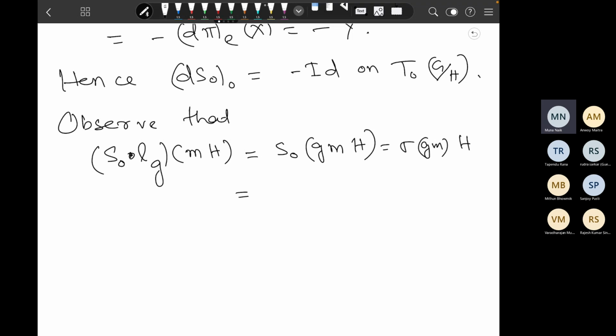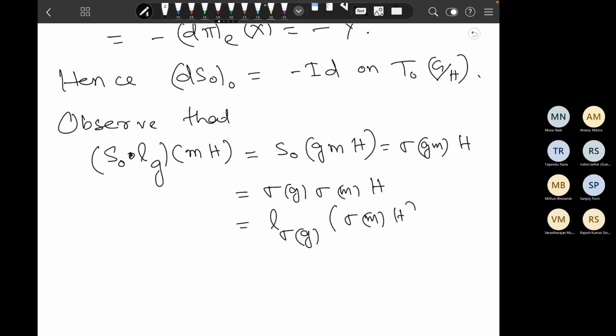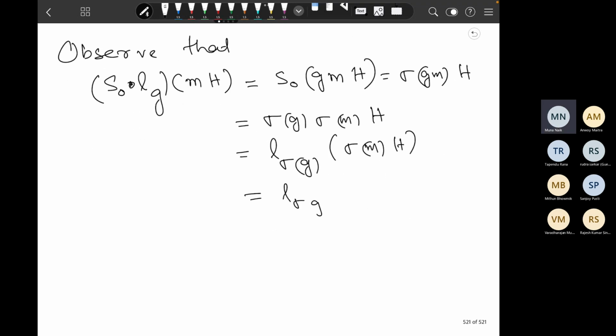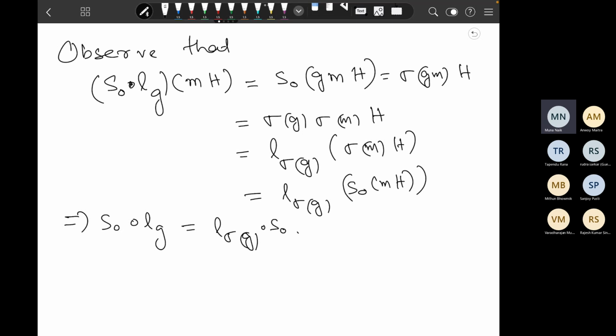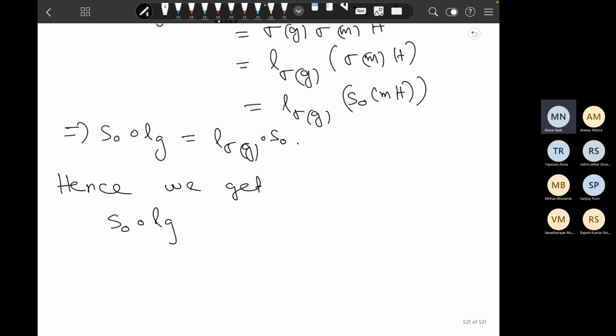and sigma is a group homomorphism. So this is sigma G, sigma MH. That is really L of sigma G applied on sigma MH. But what is sigma MH? Sigma MH is really S0 MH. So this will imply that S0 composition LG is really L of sigma G composition S0. Hence we get S0 composition LG is equal to L of sigma G composition S0.